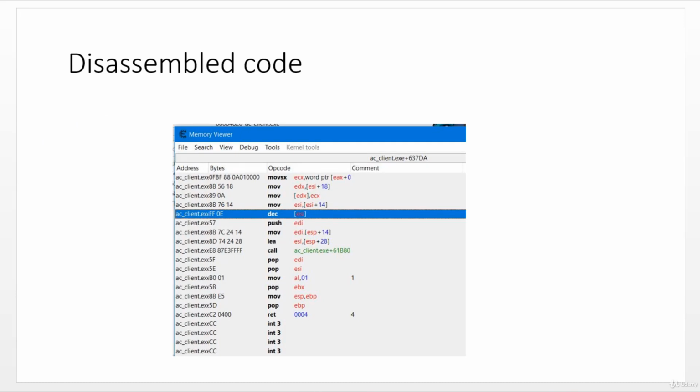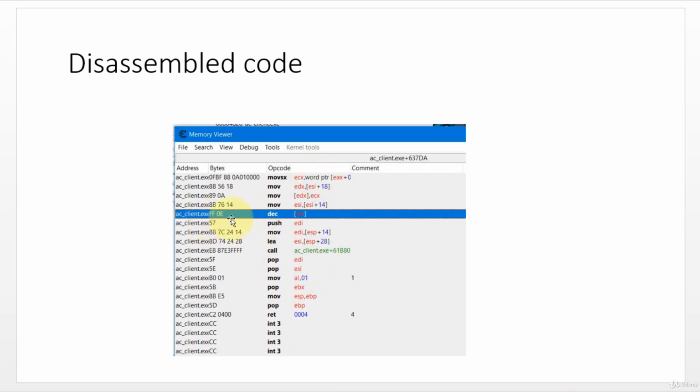This is what a disassembled code looks like. This is taken from the memory viewer panel of the Cheat Engine program. And as you can see here, the left column is the address of the instructions. The center column is the machine language, which we humans cannot understand, but Cheat Engine will disassemble it and reproduce it in human readable form, known as assembly language.